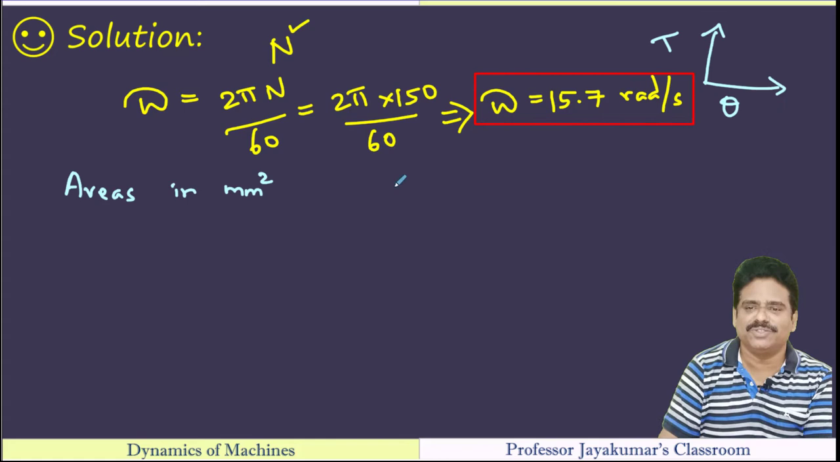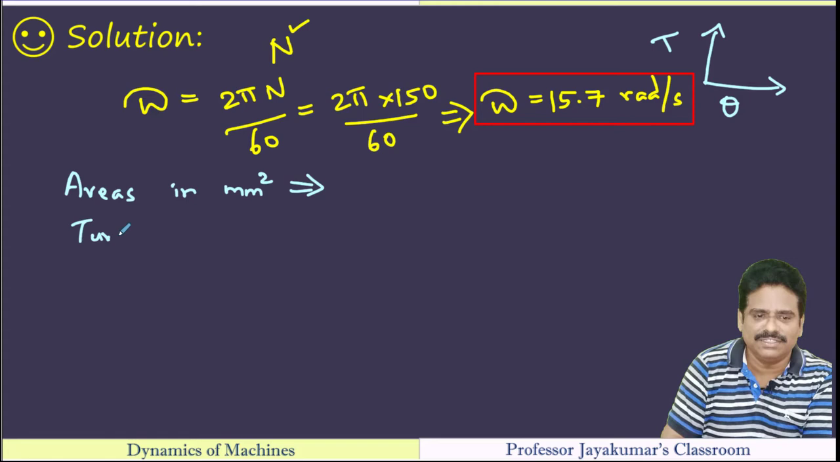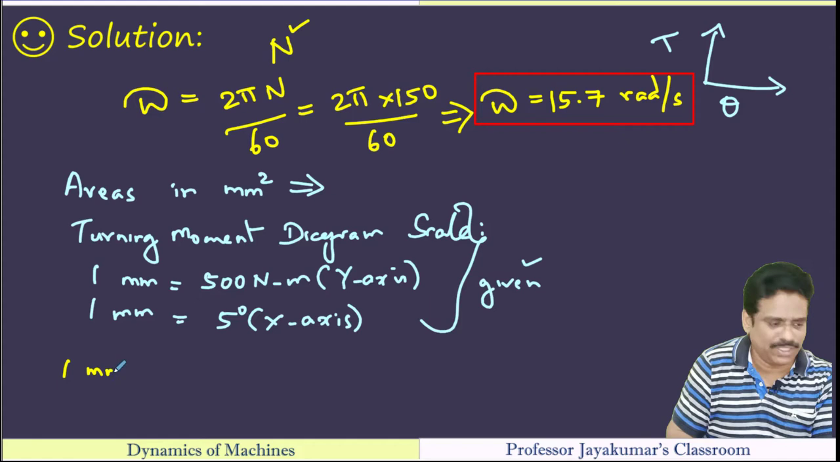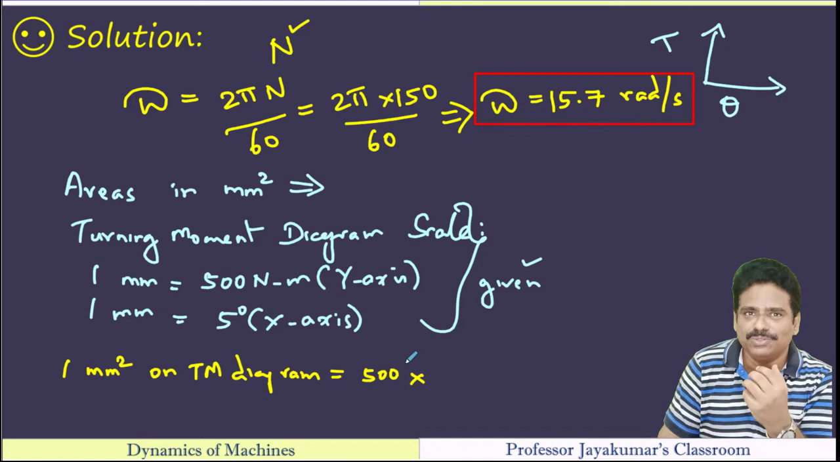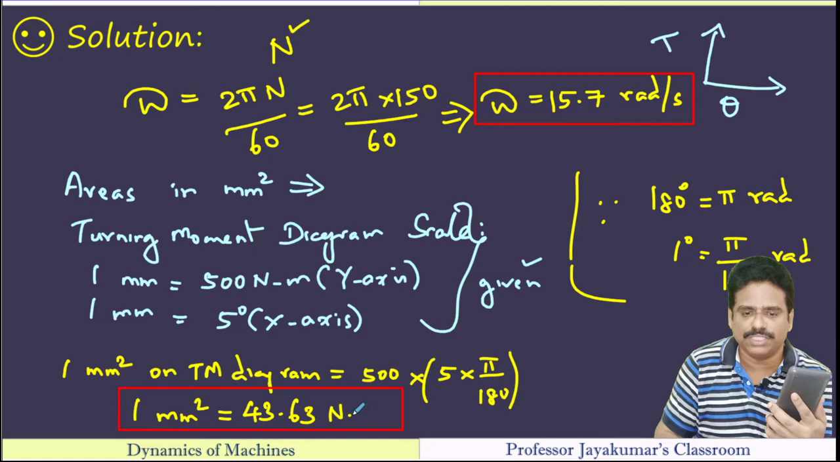Okay. The given turning moment area is in millimeter square, so we need to convert that into a unit of work done. For that, the turning moment diagram scale is given. One mm square on the turning moment diagram is equal to 500 multiplied by, can I directly multiply a degree? No, we need to convert them into equivalent radians. So I could get 1 mm square, I am getting 43.63 Newton meter.